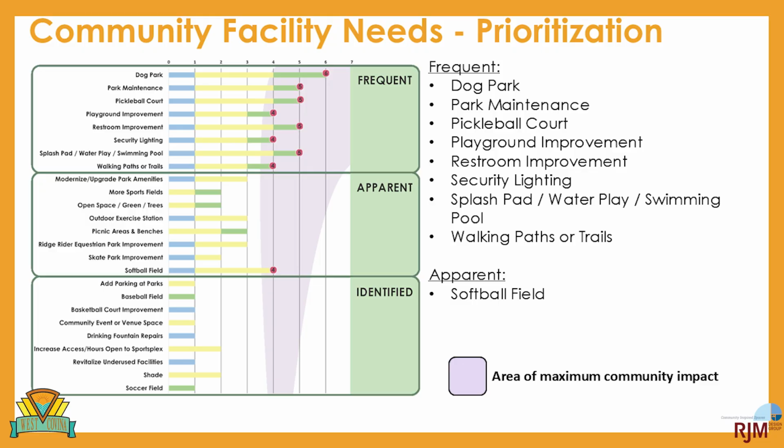When we look back across how many times we heard elements in various different scenarios, how often they came up in the public participation process, we recorded that information and came up with the most frequently heard items such as dog park, park maintenance, pickleball courts, playground improvements, restroom improvements, security lighting, splash pad, water play, swimming pool, as well as walking paths and trails. Some of the apparent items that came up included softball fields, as well as many other items identified on the chart on the left.